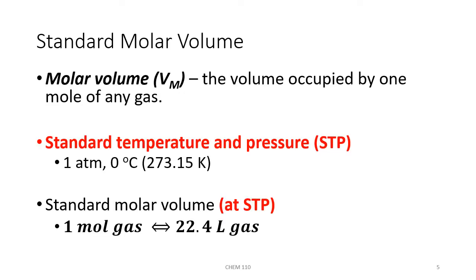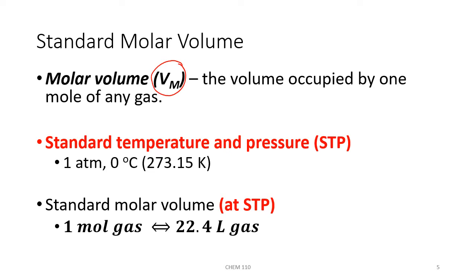Avogadro's principle implies that the volume occupied by 1 mole of any gas, which is known as its molar volume, must be identical for all gases under the same conditions of pressure and temperature. Molar volume has the abbreviation of V sub m.